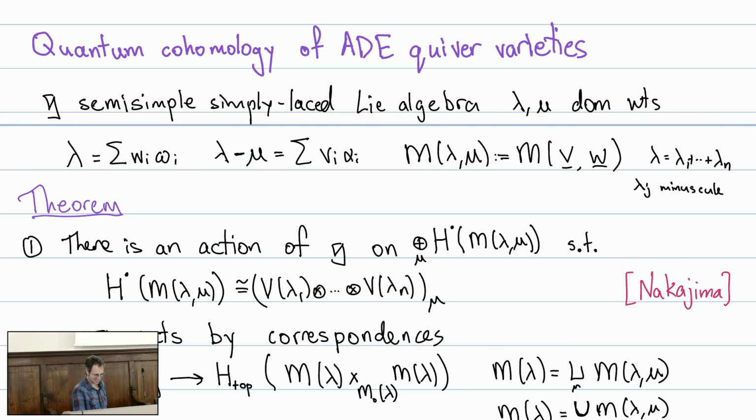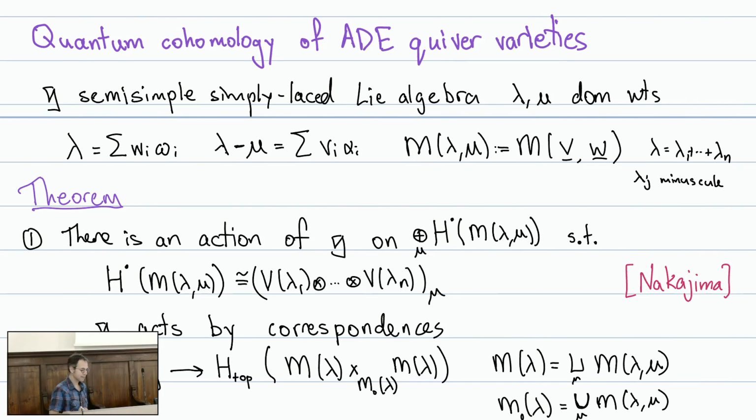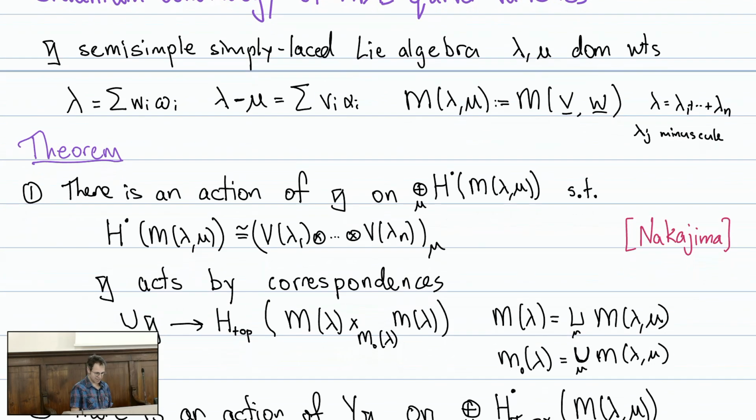Okay, so let's just return to our setup. We take a semi-simple, simply laced Lie algebra. Lambda and mu are dominant weights. I'm going to blur the distinction between weights and co-weights. I did what I said before, using it to form this quiver gauge theory, and I form my quiver variety. In order to formulate how Nakajima's conjecture works for these ADE diagrams, we need a bit of geometric representation theory. This is by now kind of classical results.